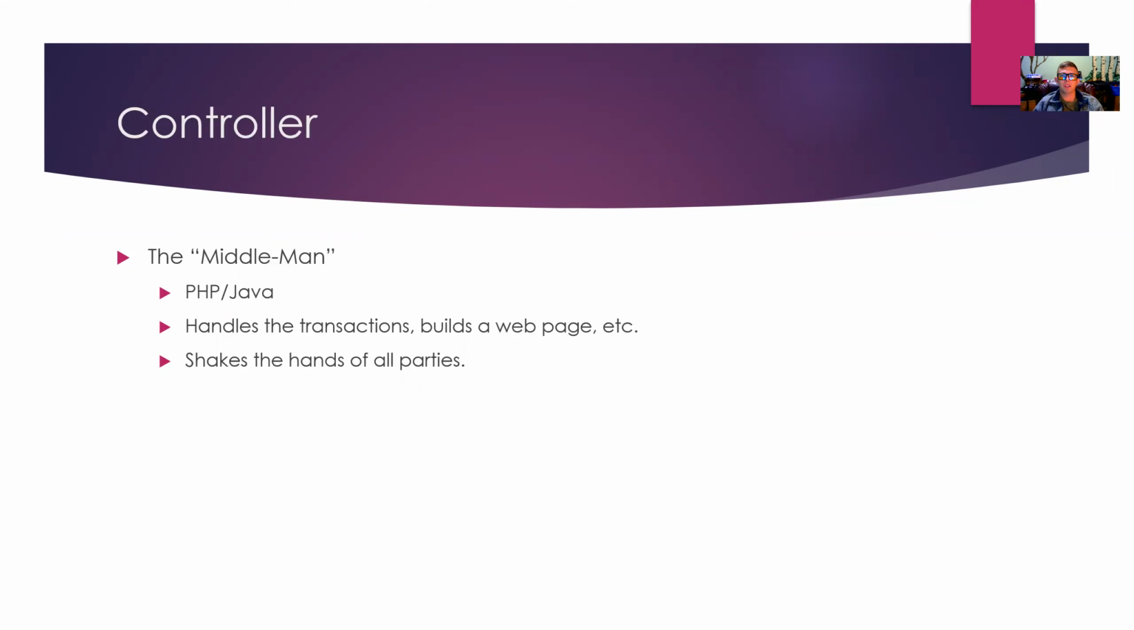The controller is the middleman. It uses languages such as PHP, Java, whatever. It is the middleman because it handles the transactions between the viewer and the model. It builds a web page. It will receive data to both parties in all the formats that it needs. It literally shakes the hands of the viewer and the model.